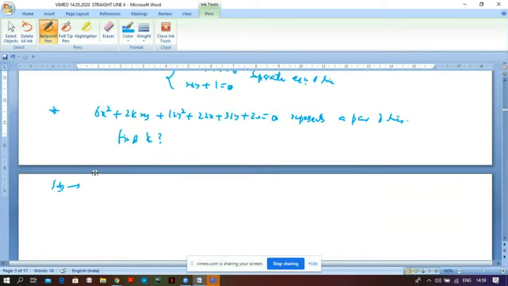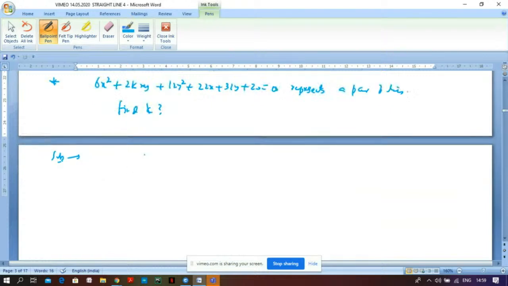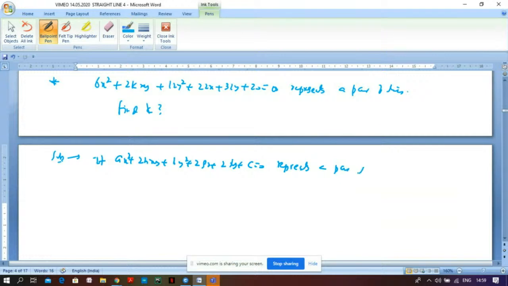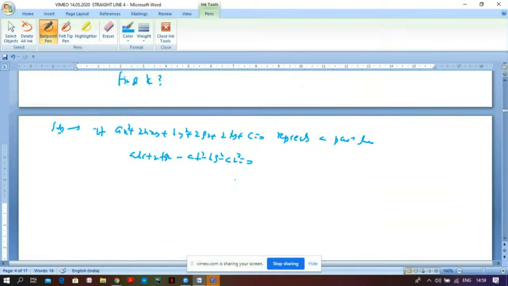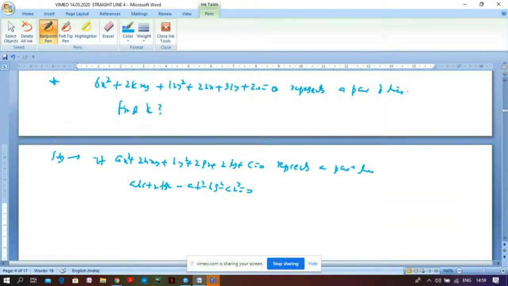Now my first thought would be that, of course, there is a nice result, that we know that ax squared plus 2hxy plus by squared plus 2gx plus 2fy plus c equal to 0, if this represents a pair of lines, then abc plus 2fgh minus af squared minus bg squared minus cg squared equals 0. We can, of course, attempt them. You can try them.